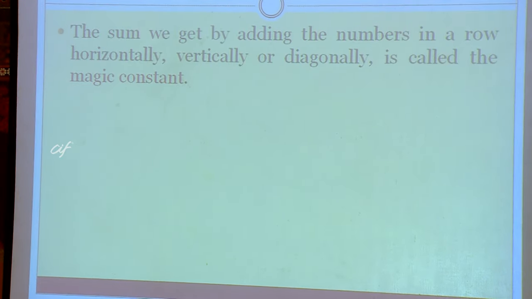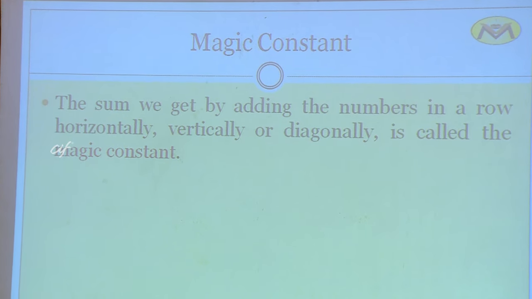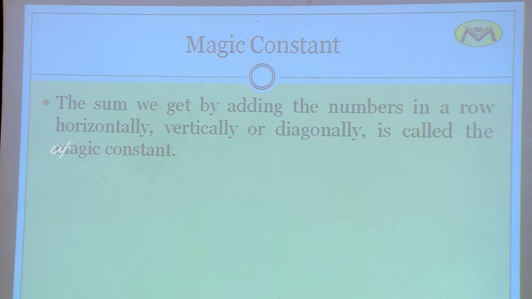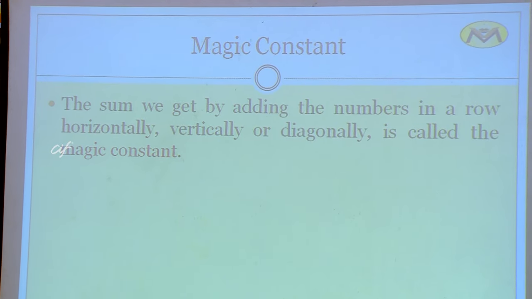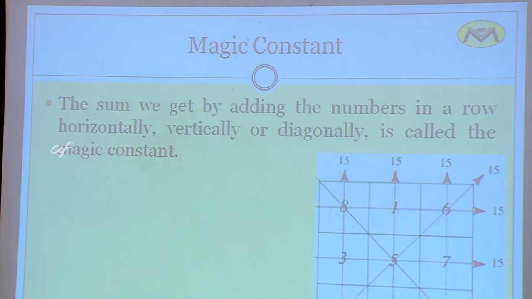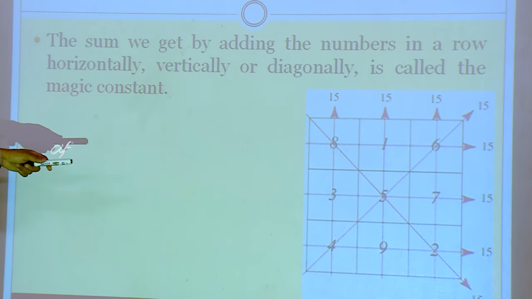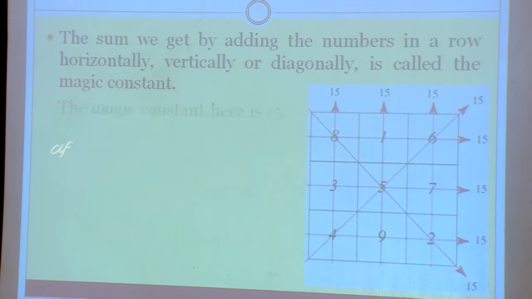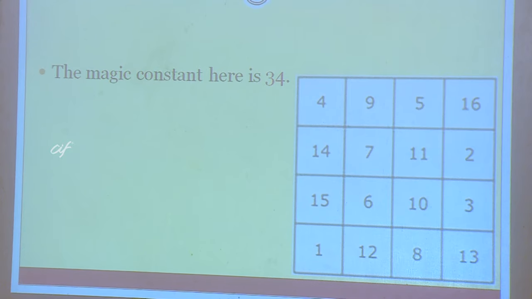Now there is something called a magic constant. That is the number that you get by adding all the numbers in a given row, column or diagonal. It is the magic constant or magic sum, and in this presentation I have denoted it with the letter K. Wherever you see K, K means the magic constant. In a 3x3, as you can see here, 8 plus 1 plus 6 is 15, 3 plus 5 plus 7 is 15, 4 plus 9 plus 2 is 15. So the magic constant for this 3x3 square is 15. Similarly for a 4x4, if you add, you will get 34. So the magic constant is 34.